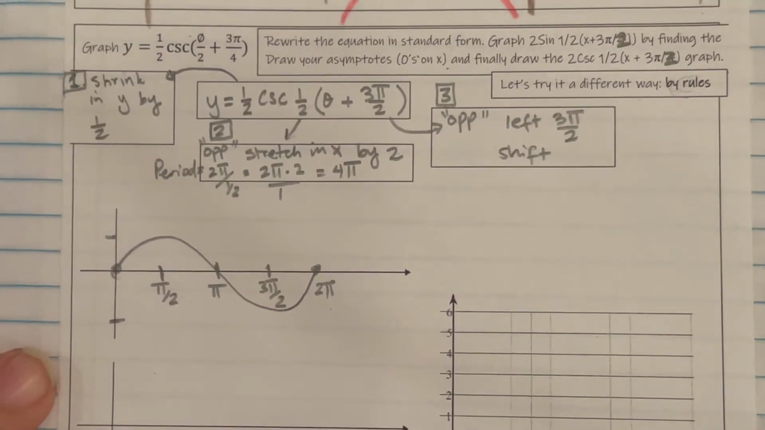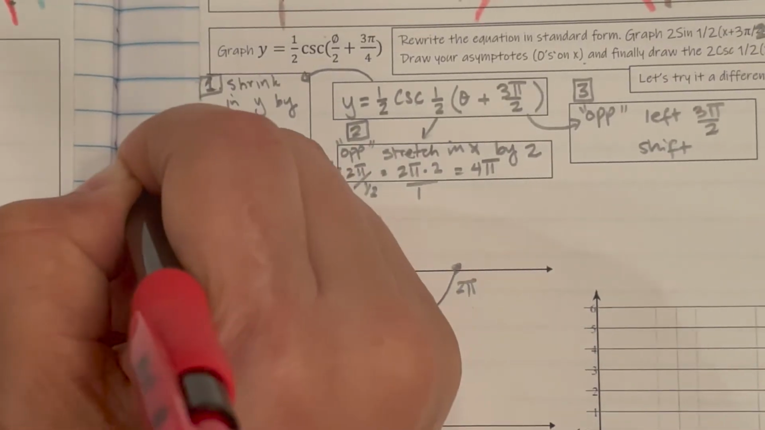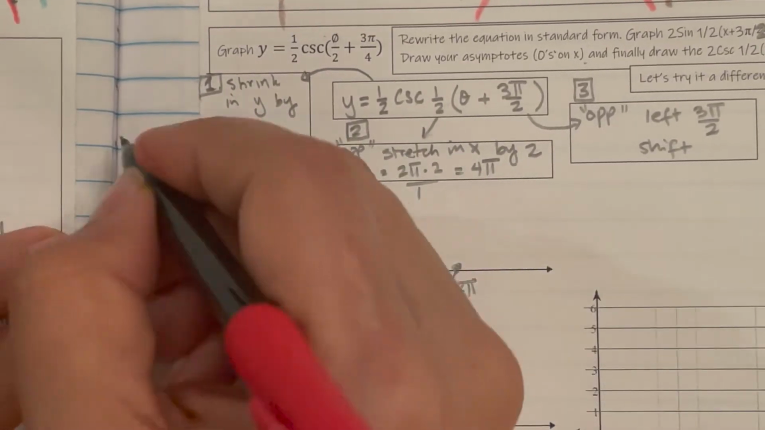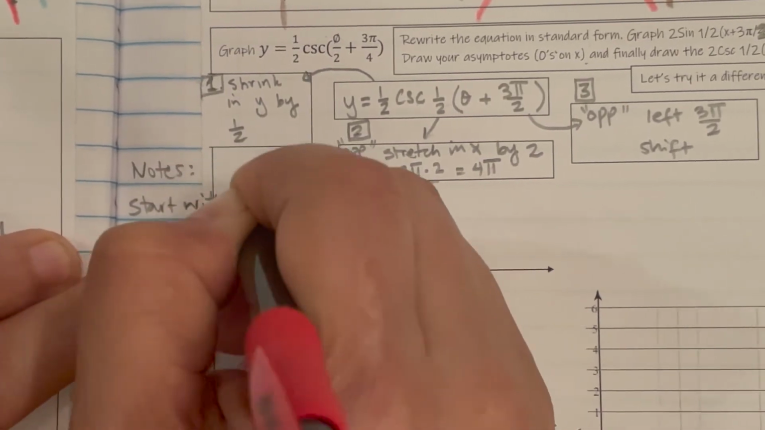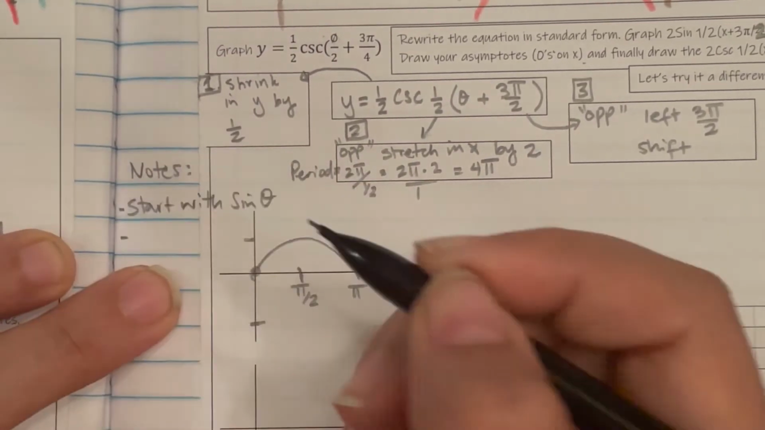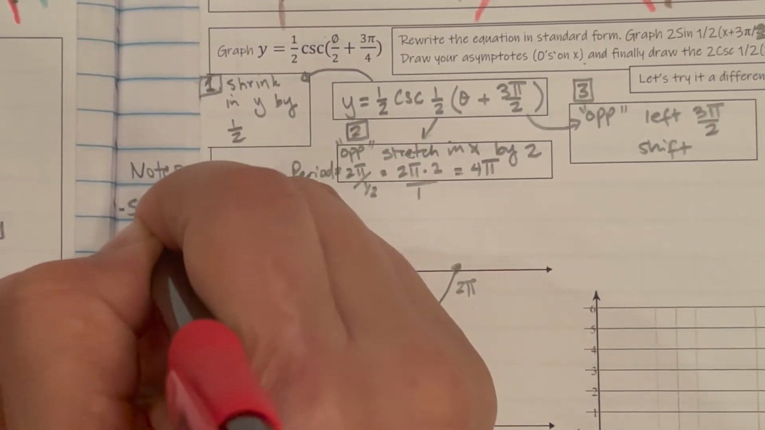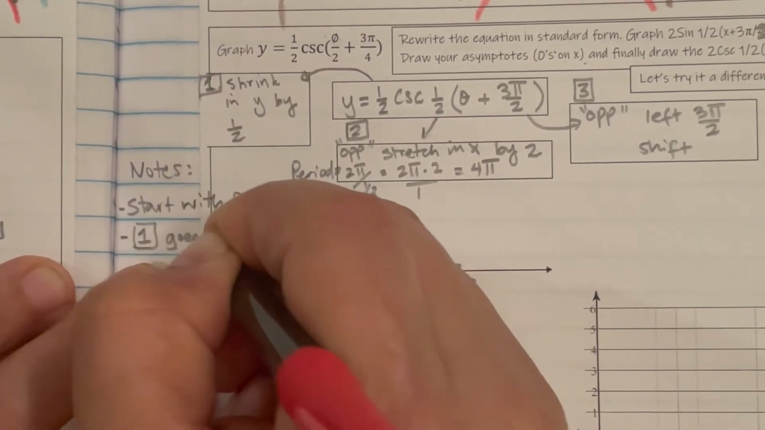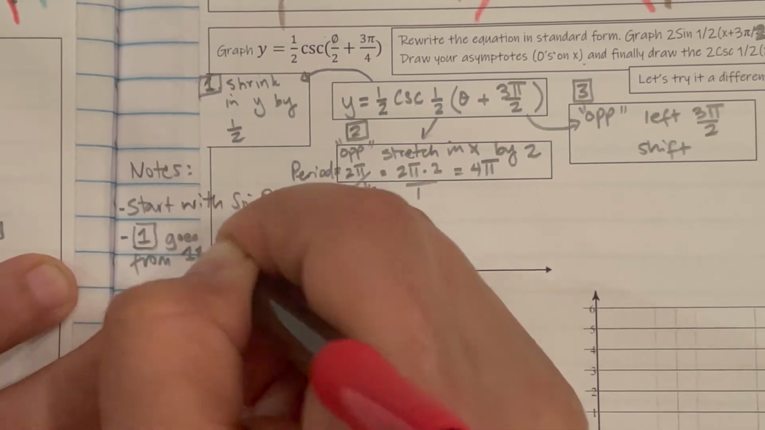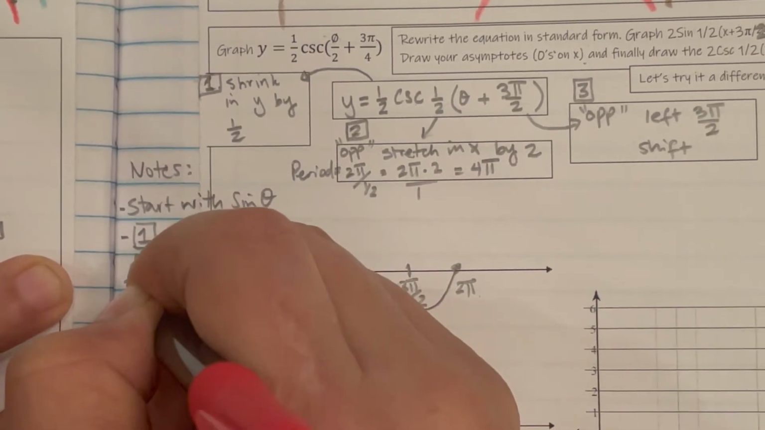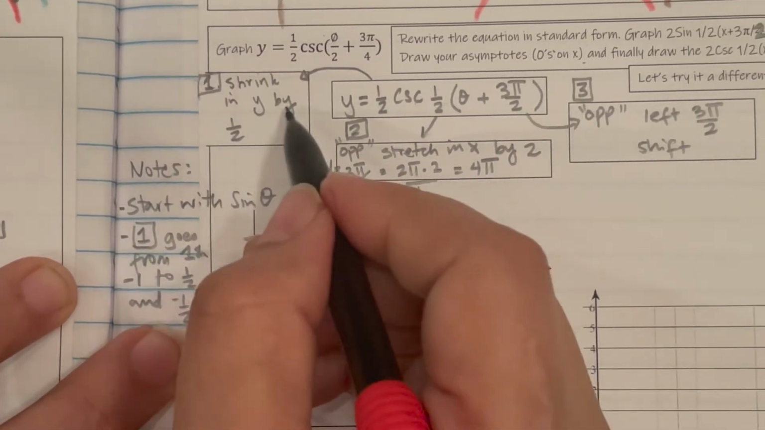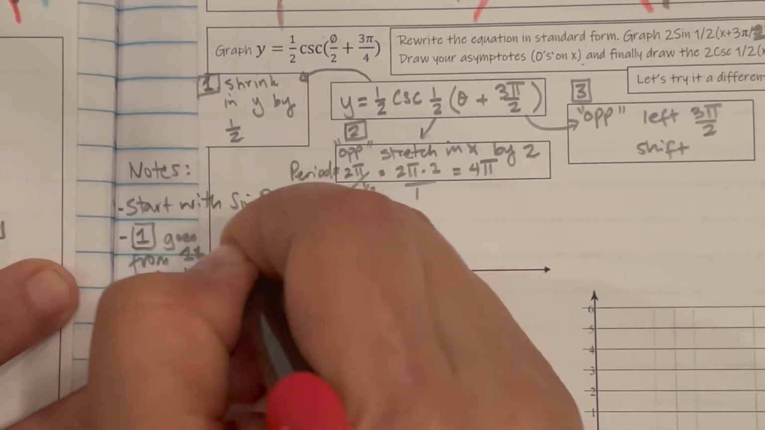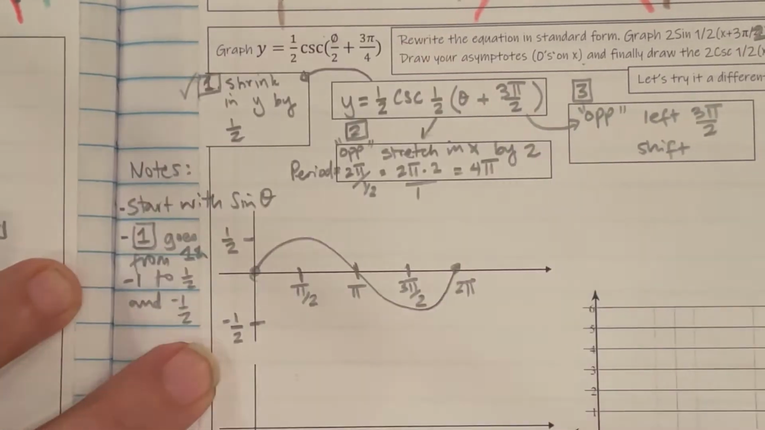All right, so now we're going to go in order. We're going to do box number 1, which says we're going to start off with sine of theta. And then the very first thing we're going to do is we're going to shrink it by half. But remember, for sine, it goes from -1 to 1. So when you take those numbers and divide that by 2, instead of it going from -1 to 1, it's now going to go from -1/2 to +1/2. So go ahead and put those in. All right.